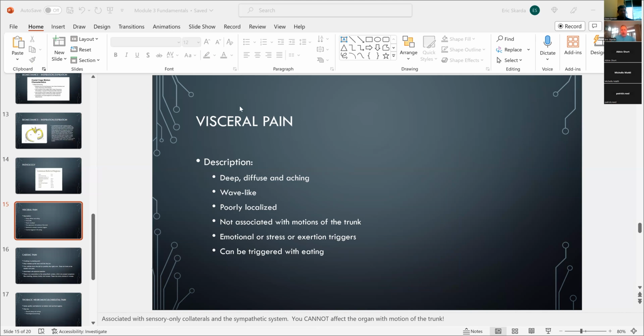Visceral pain in general, as far as descriptions go, what a patient might describe to you as they come into the clinic: deep, diffuse, and aching is the most common clustering of descriptors that we get with this sort of stuff. So it tends to be very difficult to localize. It tends to wash over the patient. So that's where that wave-like description comes from.